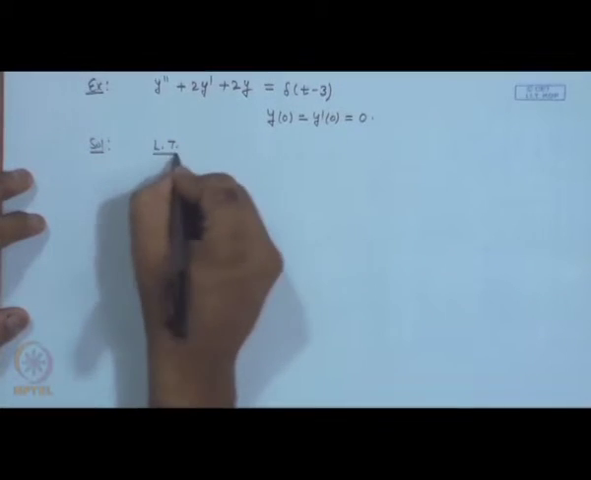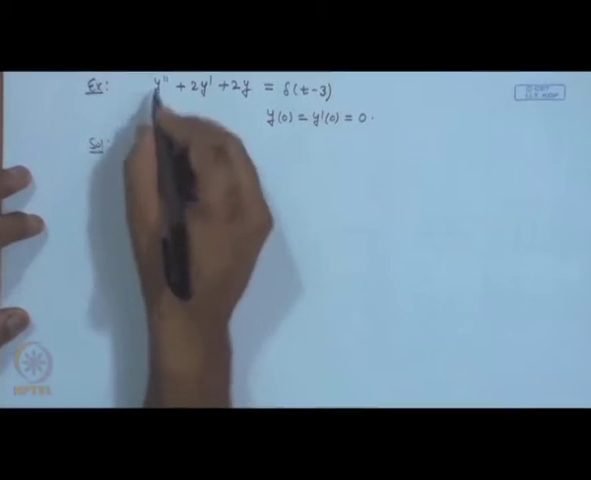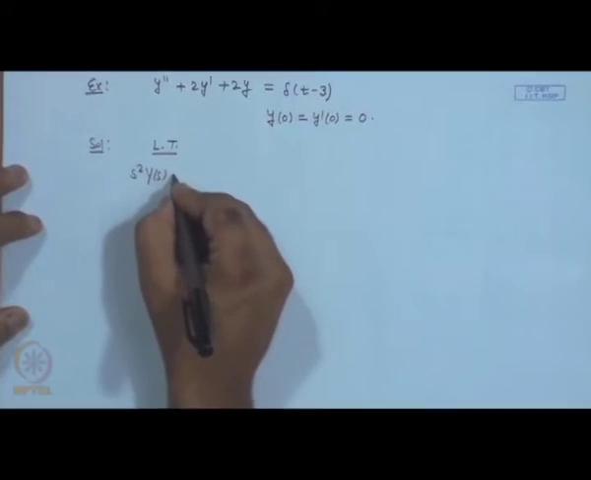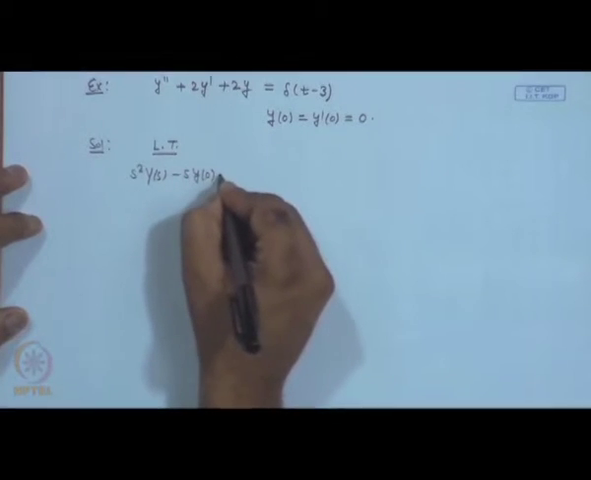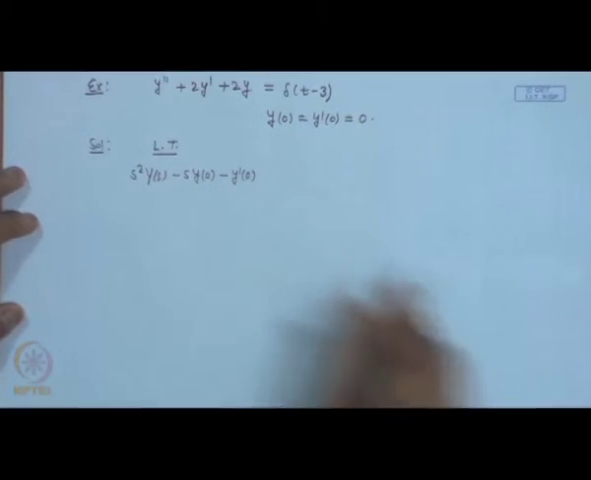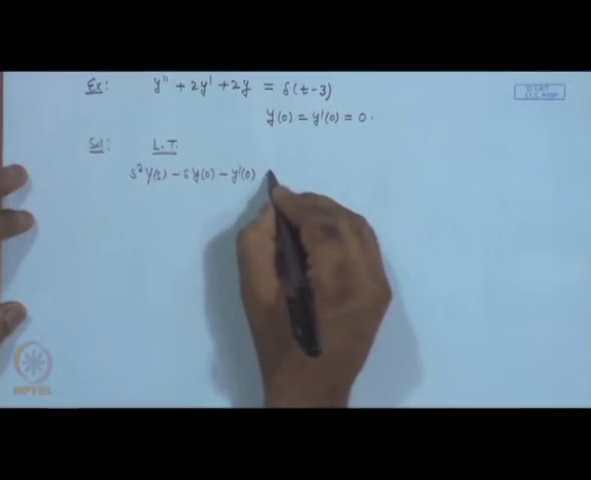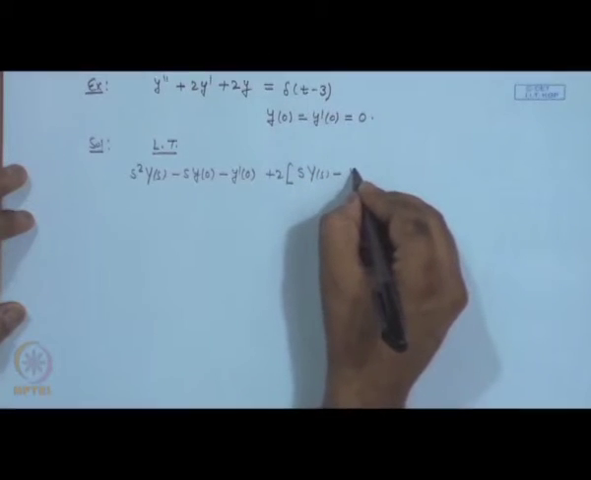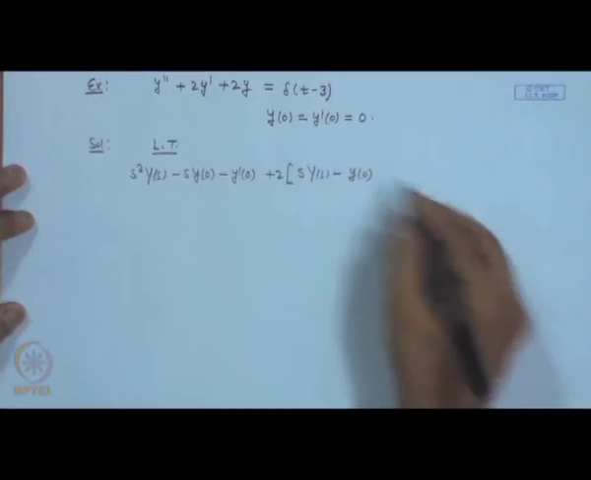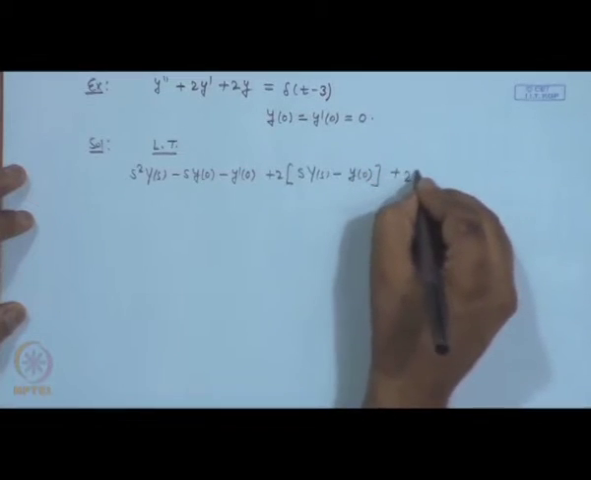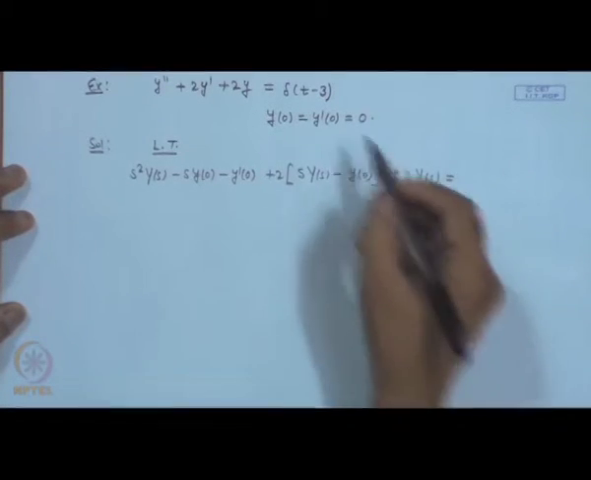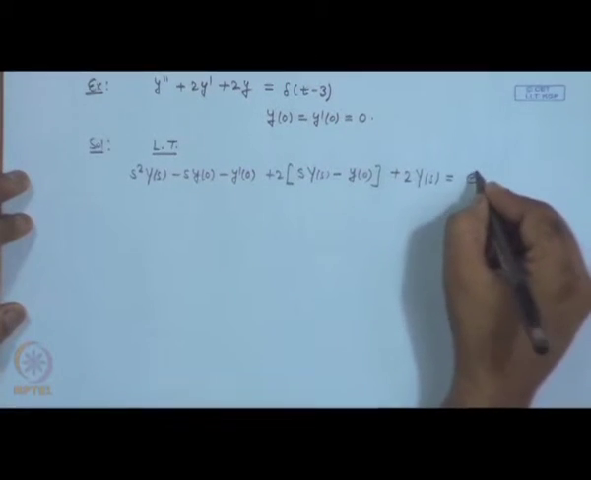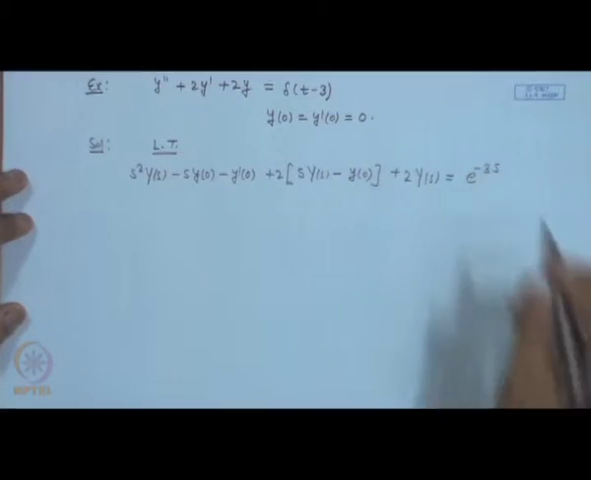So, we apply the Laplace transform to both sides of the equation. So, we have s square Y(s) minus s y(0) minus y prime 0, plus 2, again the derivative theorem, s Y(s) minus y(0), and plus 2 Y(s). And the Laplace transform of this delta function we discussed in the last lecture, that is simply e power minus 3 s.